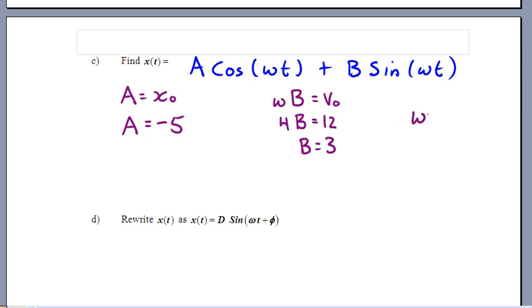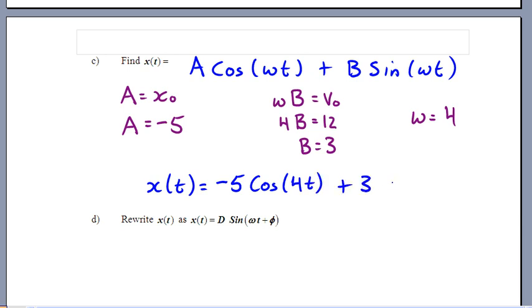And the omega we already found on the previous page with the K and the M square rooted. The omega was a 4. So we're in business. We can say, here is the specific solution for this story. This is exactly how it's going to begin and then bounce from there on. It's going to be -5 times the cosine of 4t plus 3 times the sine of 4t.